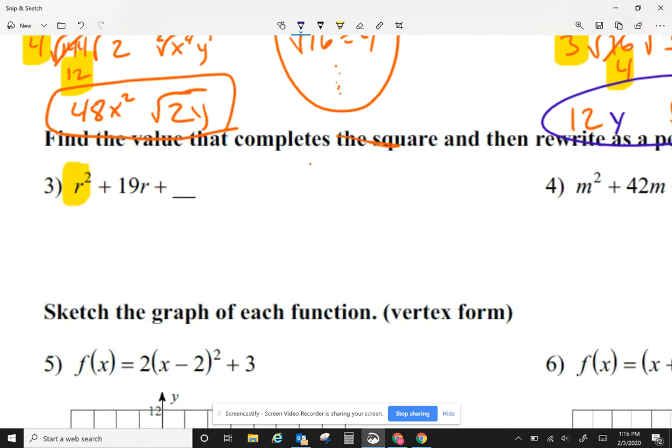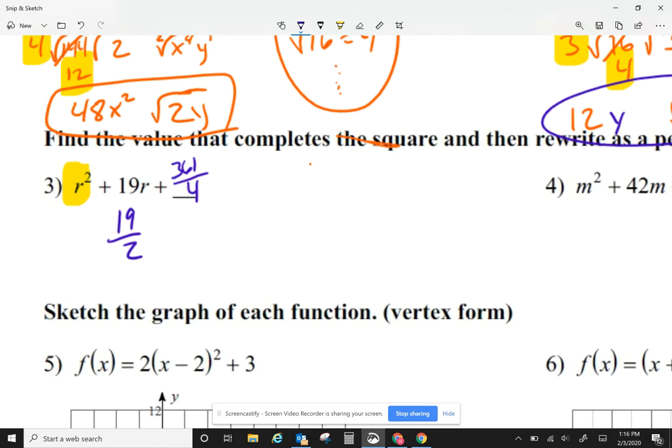Let me deal with fractions. So I'm going to say that half of it is 19 over 2. I would rather deal with fractions. Now, square that number: 19 over 2 times 19 over 2. I know 19 times 19 is 361, so I'm going to think 361 over 2 times 2, which is 4. So that's the number that completes the square. That gives me a perfect square.